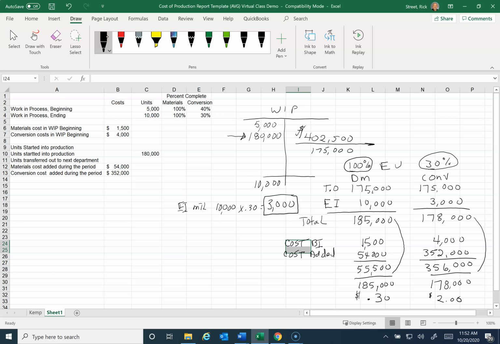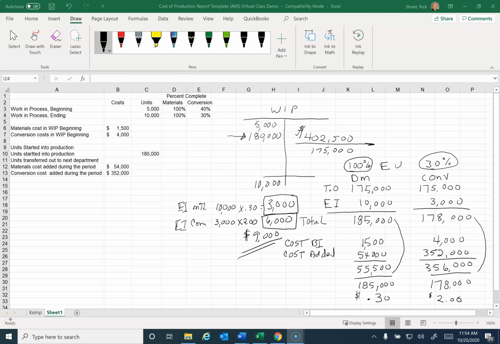Now, the ending inventory for conversion is 3,000 units times $2, or $6,000, for a total of $9,000 in the ending inventory associated with these 10,000 units.